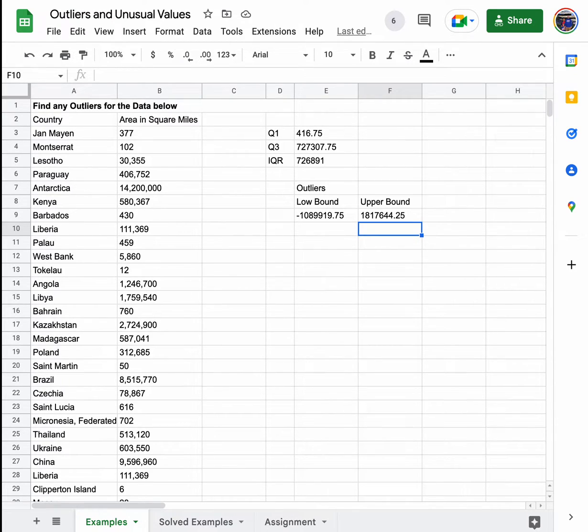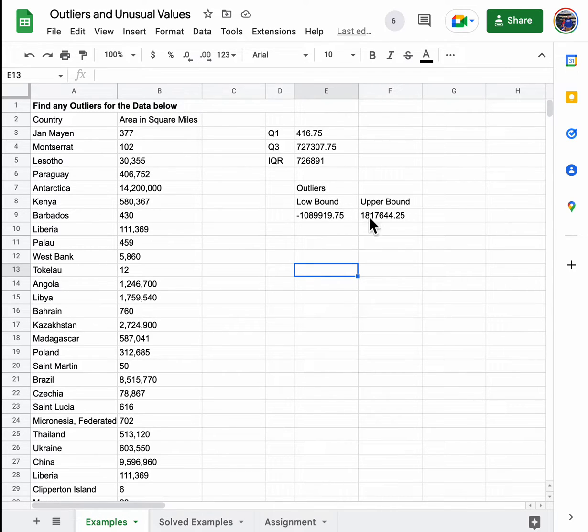Now, there's two schools of thought on this. One way to determine if there are any outliers would be to go through your data manually and say, is this number between these two numbers? Yes, it's not an outlier. Is this number in between? Yes, it's not an outlier. But we want Excel to do the work for us.